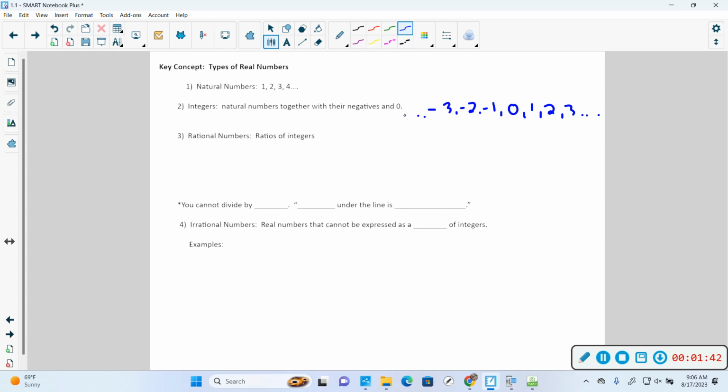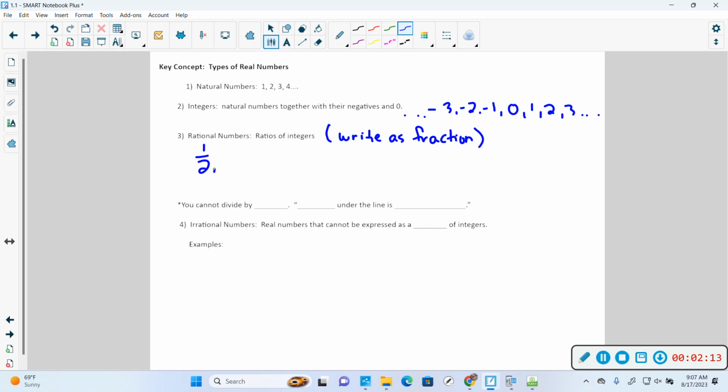Rational numbers, ratios of integers. Now ratios is one of my favorite words in math because it really means fraction. And I love fractions. You're comparing numbers together. So a rational number really just means you can write it as a fraction. So, I mean, I'm just going to give you an easy fraction, a half. We can go all day on fractions, 3/5, 2/3, etc.